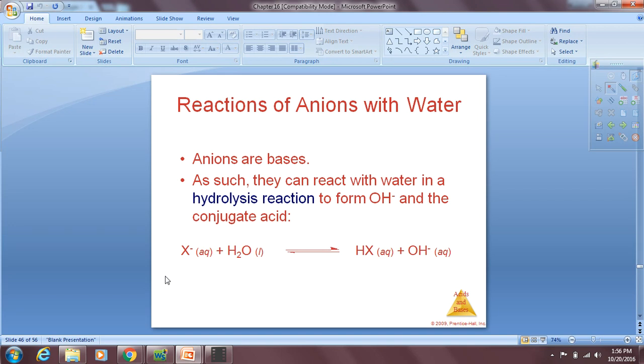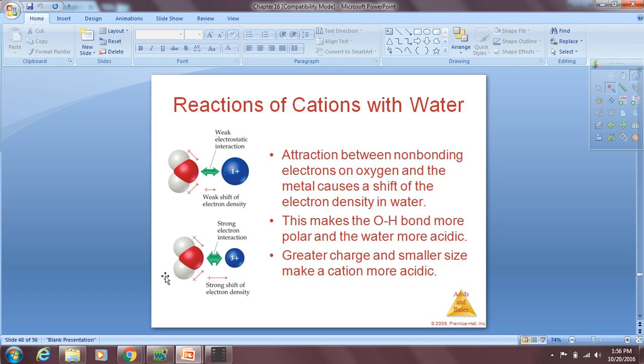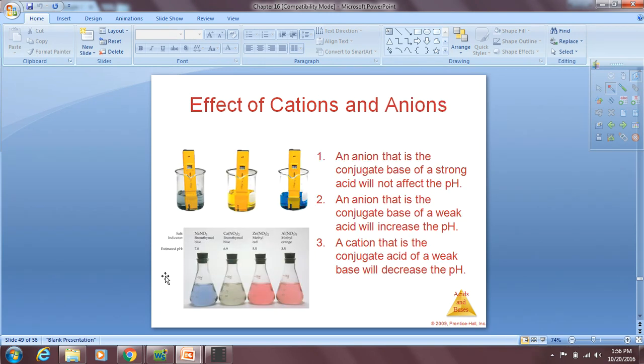Anions are also bases. Since they have basic properties, they can react in a hydrolysis reaction to form OH- and conjugate acids. And cations behave like acids, so they have acidic protons. Metal cations are a good example. They will lower the pH of a solution. So how do cations and anions affect solutions?